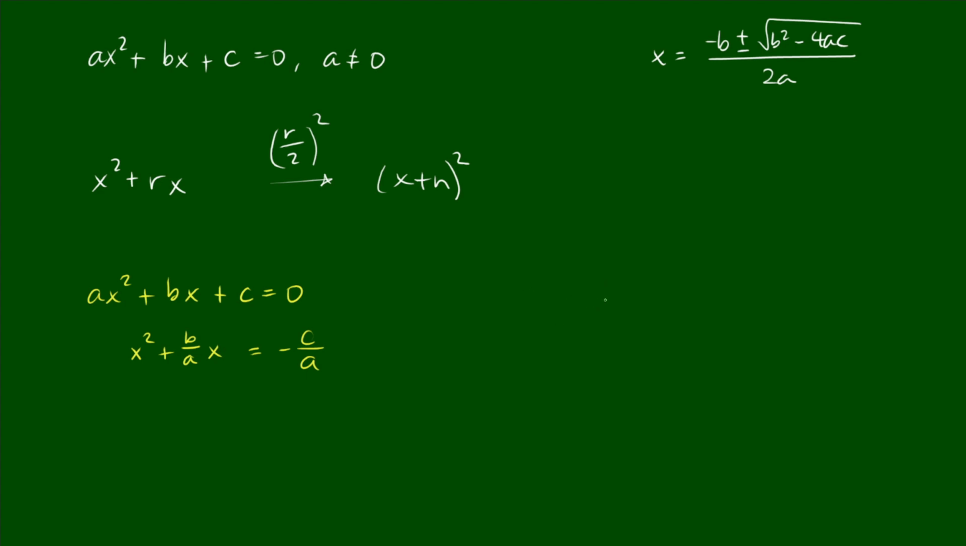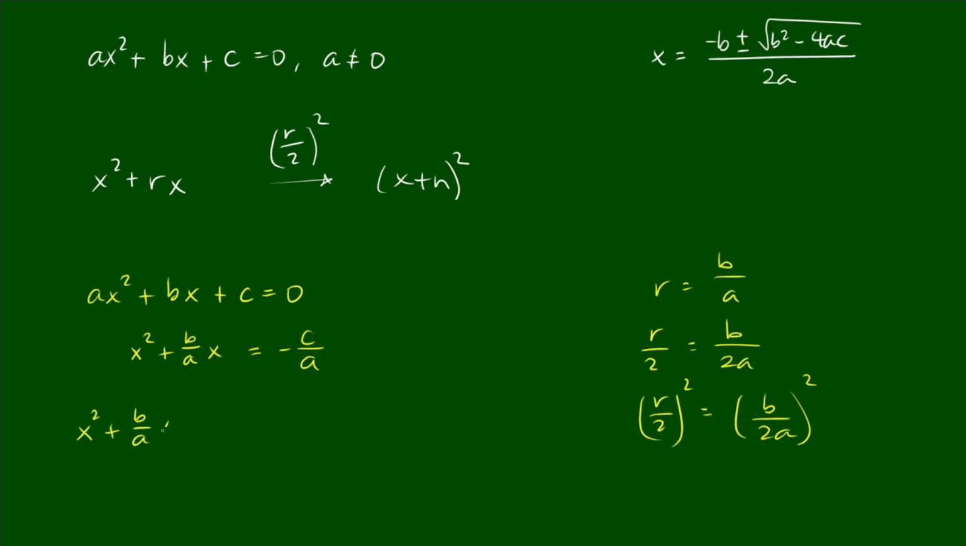Well, you have r. Let's write it over here. R is b over a. Well, r over 2, well, that's just going to be b over 2a. And then r over 2 squared, that's going to be b over 2a squared. This is what you're adding to both sides. All right, so on the left side, you end up with x squared plus b over ax plus b over 2a squared. And on the right side, you have minus c over a plus b over 2a squared.